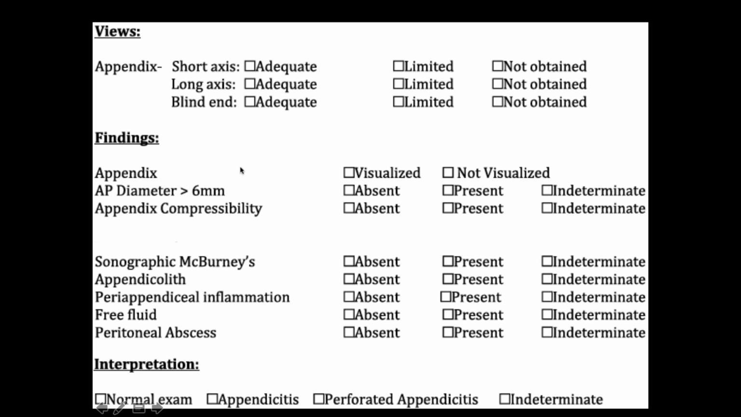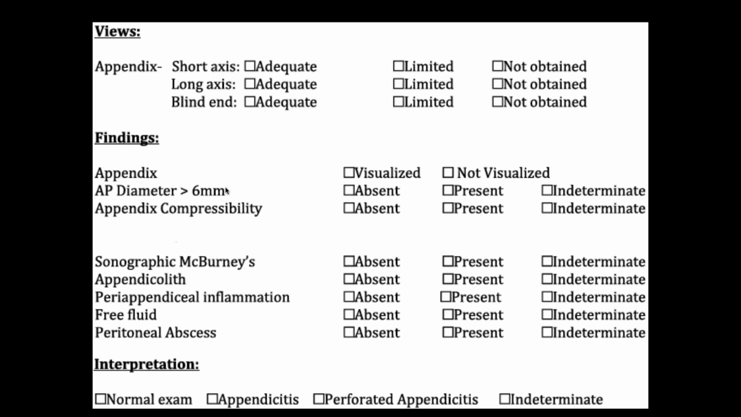When you do find the appendix, you want to say it's visualized, and then you want to make measurements of the AP diameter of that appendix. The standard currently is 6 millimeters as a good way of telling if it's an abnormal or normal appendix. Essentially, if it's larger than 6 millimeters, you're worried about an inflamed appendix. But if it's less than 6 millimeters, then it's one part of the puzzle to say that it's not leading towards appendicitis.